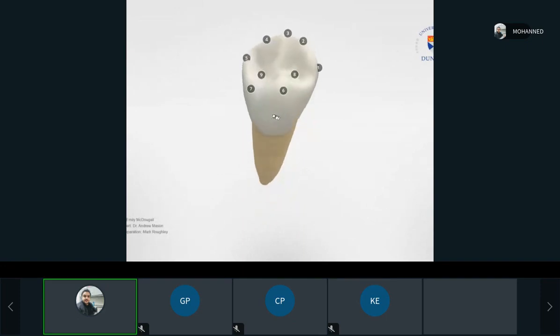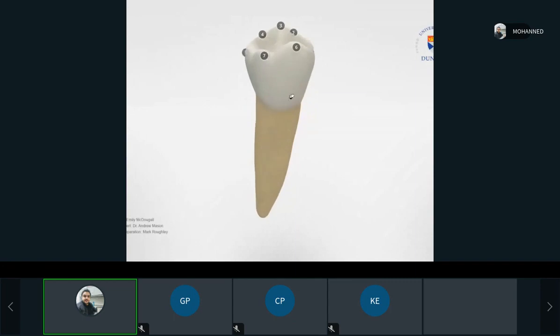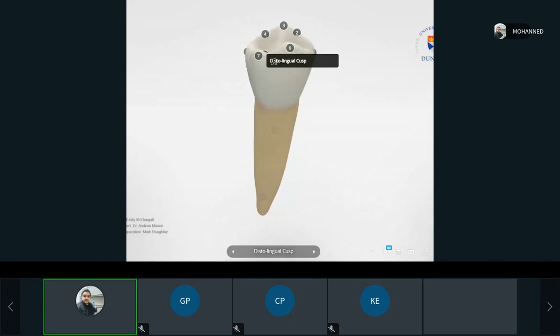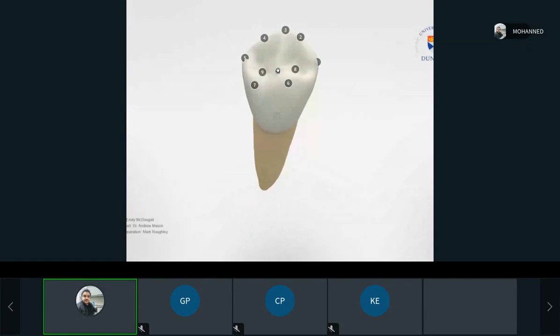And if you look here, how many cusps you might see? One, two, three-ish, right? So see, we have a distolingual cusp. And that's why we usually call them what? We call them bicuspid, right? The premolars, we call them bicuspid. And that's why it's a misnomer, because some of the mandibular second premolars might actually have three cusps instead of two. Okay?